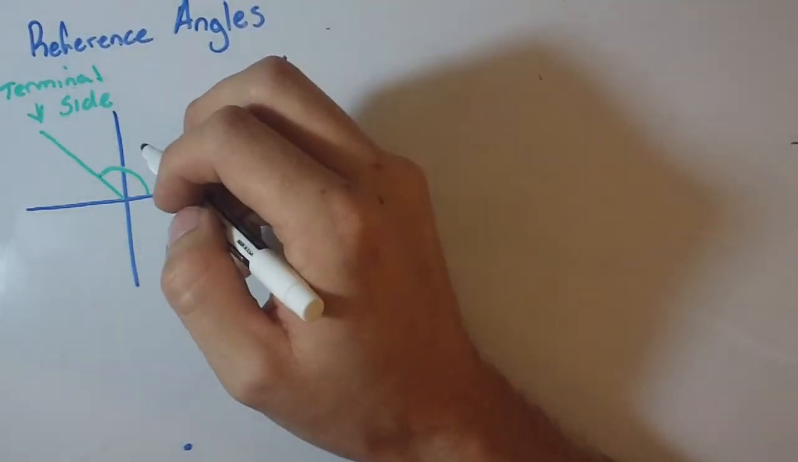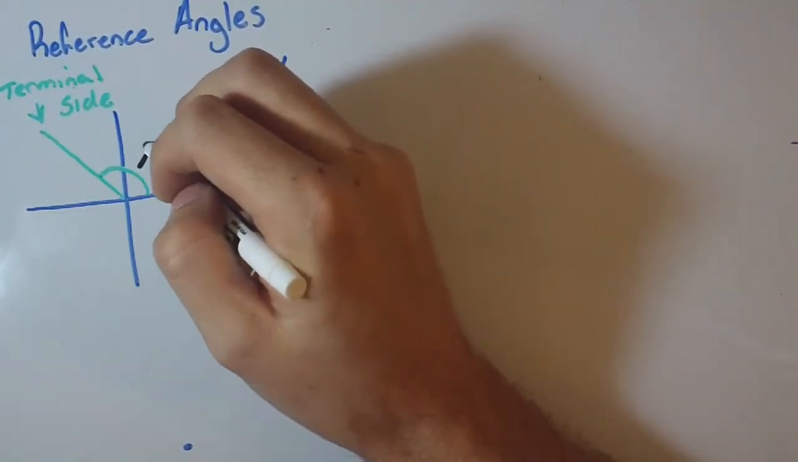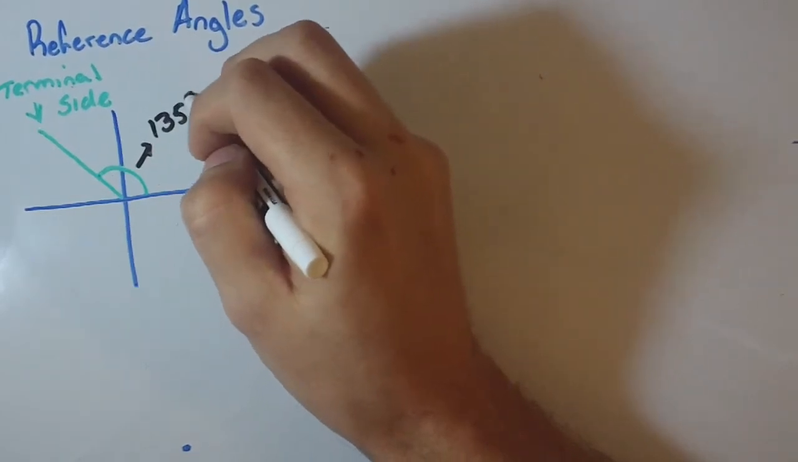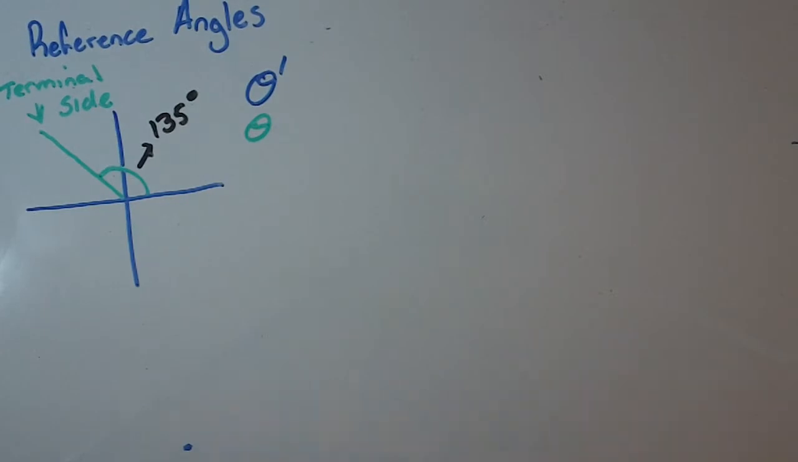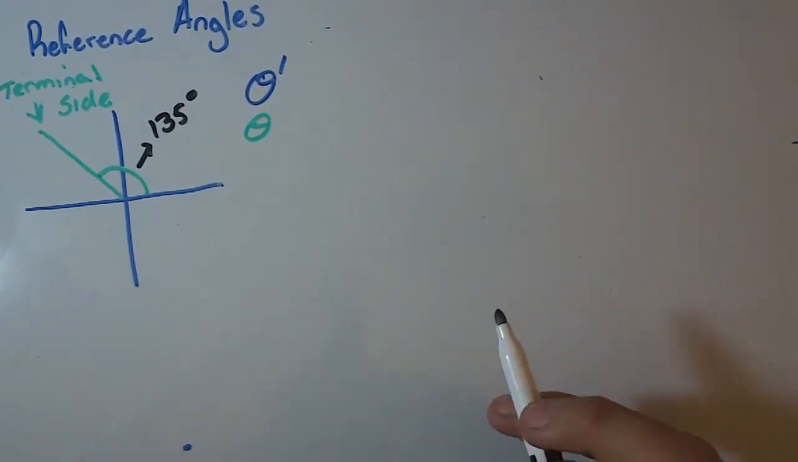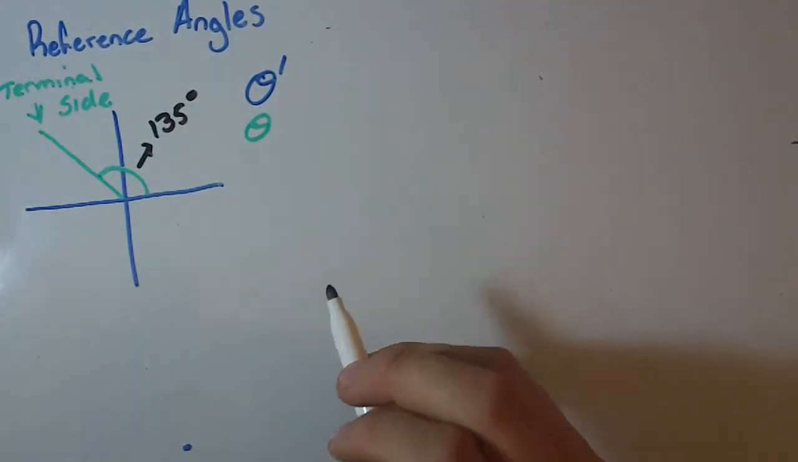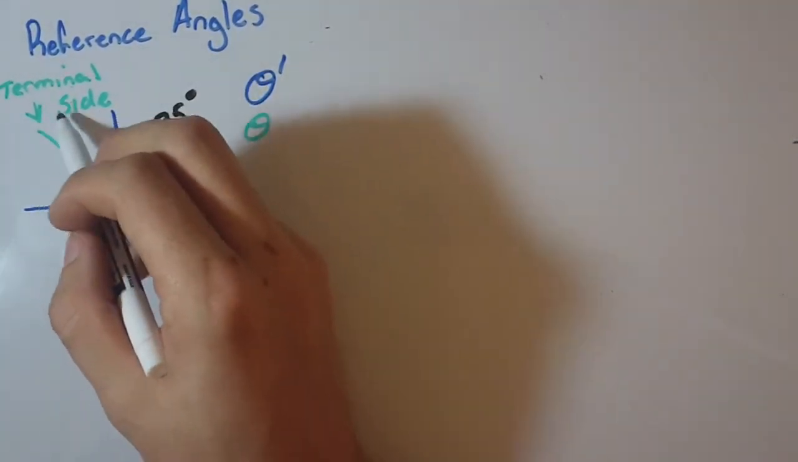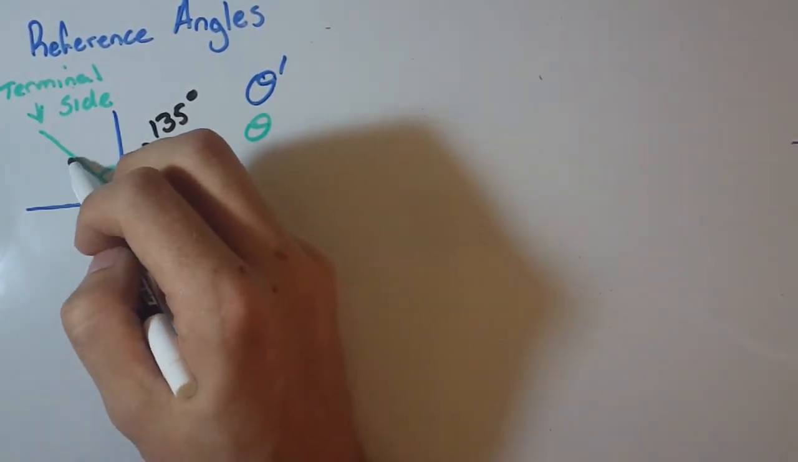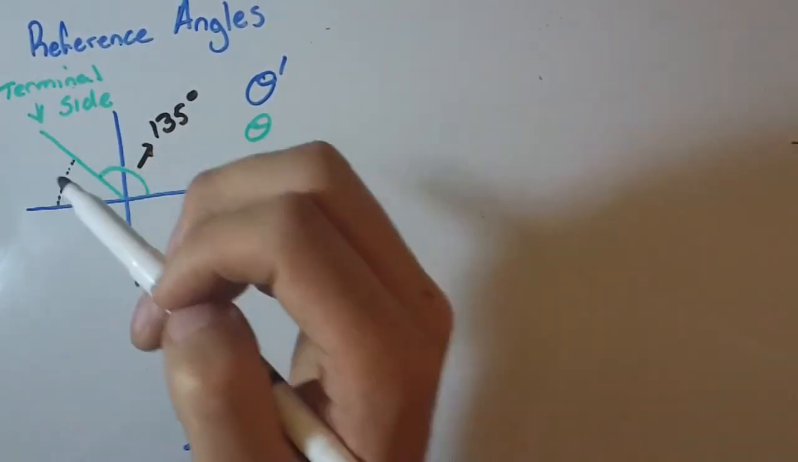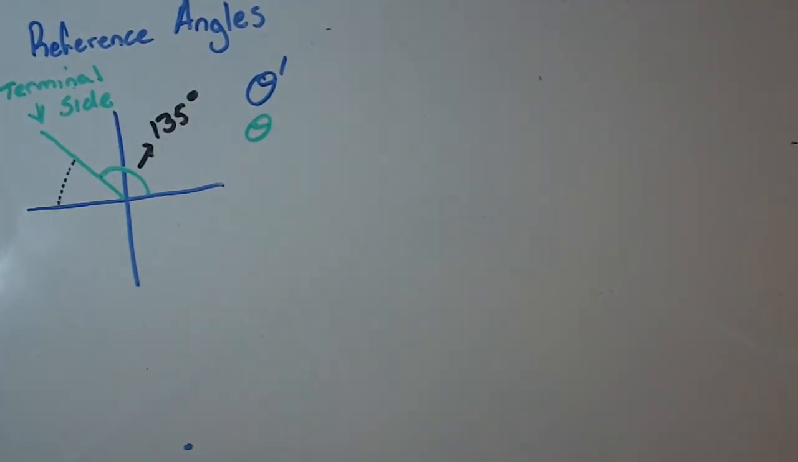Let's estimate this at 135 degrees. So this angle is about 135 degrees. We're just estimating that. The reference angle for this 135 degree angle is between the terminal side, so this green line, and the x-axis. So it's that angle formed there.